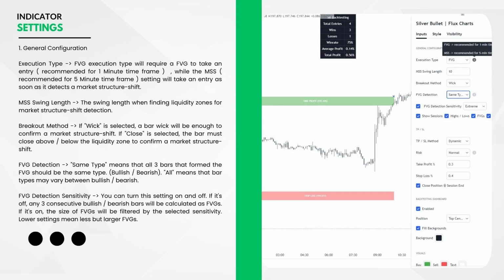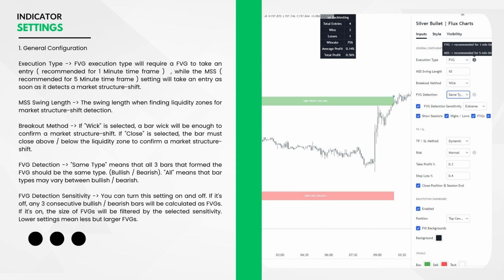General configuration. Execution type. FVG execution type will require a FVG to take an entry, recommended for 1 minute time frame, while the MSS setting, recommended for 5 minute time frame, will take an entry as soon as it detects a market structure shift. MSS swing length. The swing length when finding liquidity zones for market structure shift detection.